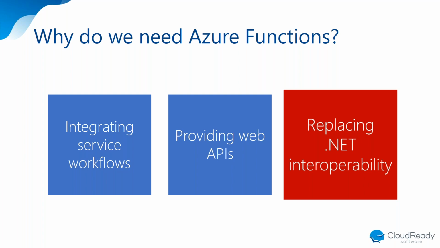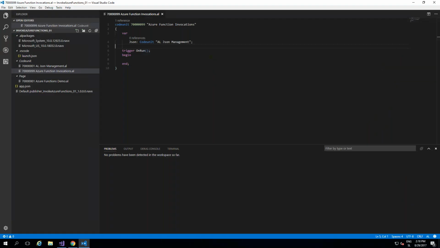Now without that, we have Azure Functions, or we can actually use Azure Functions to replace .NET interoperability. We do not need to restart anything. We don't need to restart NAV. We do not need to rebuild anything. So these are pretty much detached as much as possible. So this is very loosely bound, this NAV end and Azure end. So that was theory.